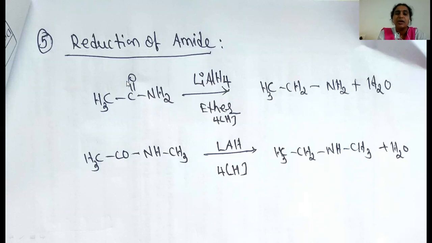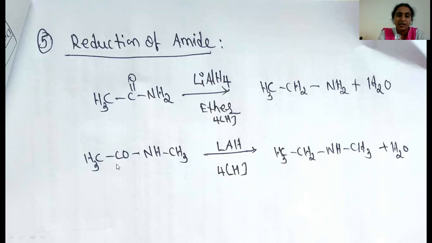Reduction is nothing but removal of oxygen or addition of hydrogens. Here a total of four hydrogens will add, and this oxygen is eliminated as a water molecule. Finally this C double bond O group is converted into CH2. So finally it produces the ethanamine.